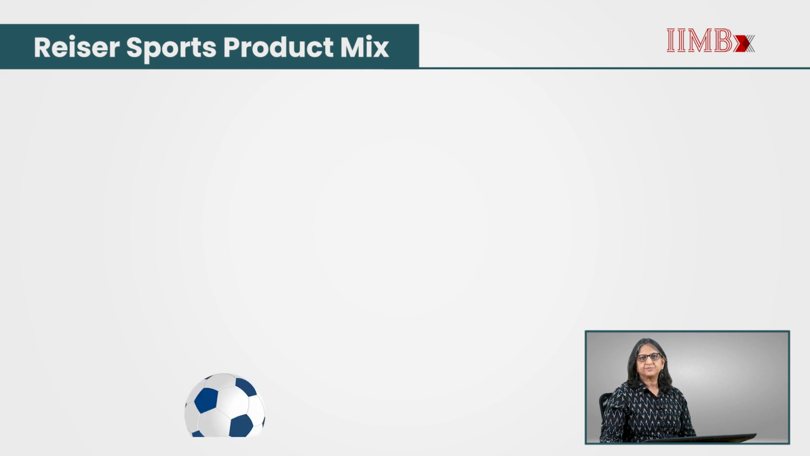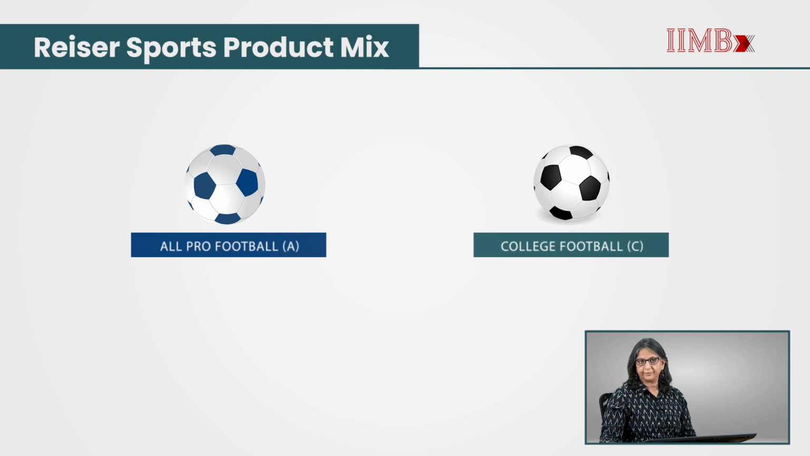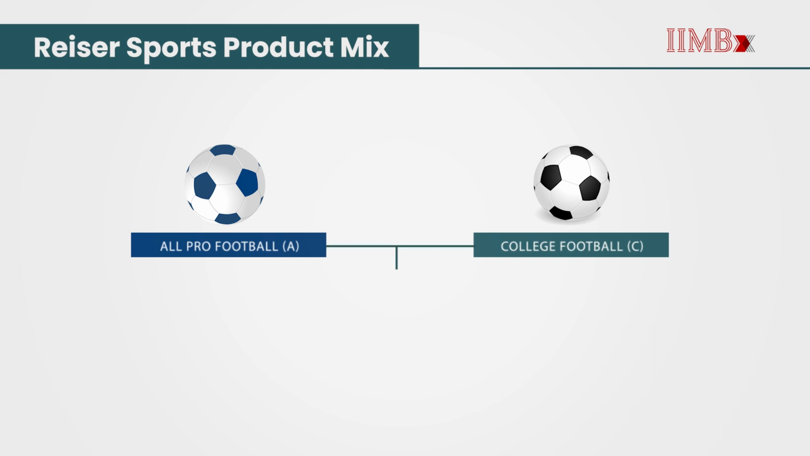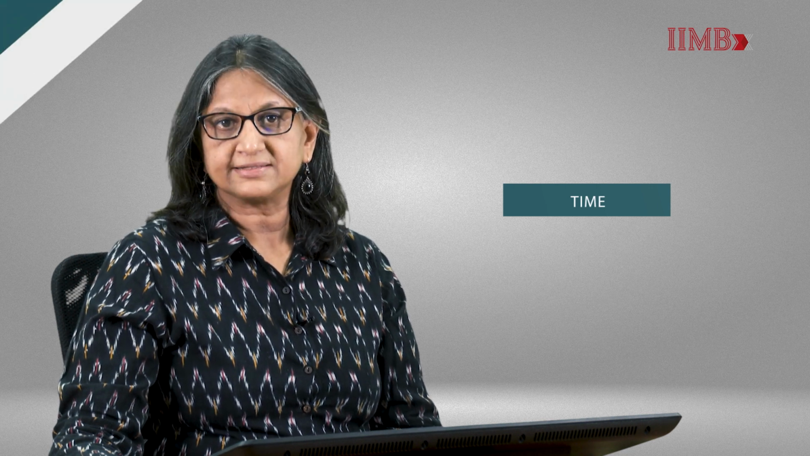This is a company which is producing two kinds of footballs, the All-Pro football and the college football. In order to manufacture a football, they need to use three processes: the cutting and dyeing, sewing, and inspection and packaging. Now, the other information that we have here is how much time do these two types of footballs take in each one of the three processes.